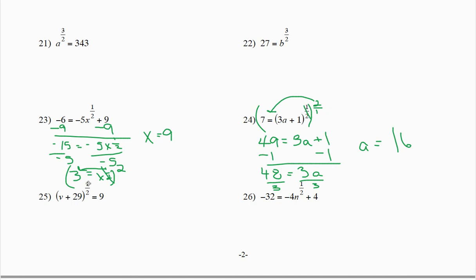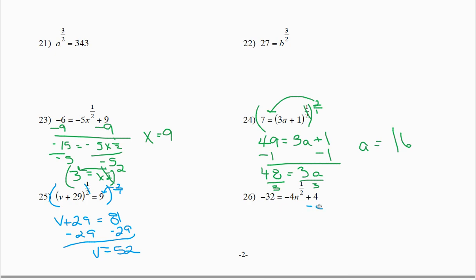Again, this is a situation where the exponent is by itself, so I can simply get rid of the exponent first. That gets rid of it here, and 9 squared is 81, so I have v plus 29 is equal to 81. And to solve this the rest of the way, I'm going to subtract 29 from both sides. Should be 52. The last one is very similar to 23.